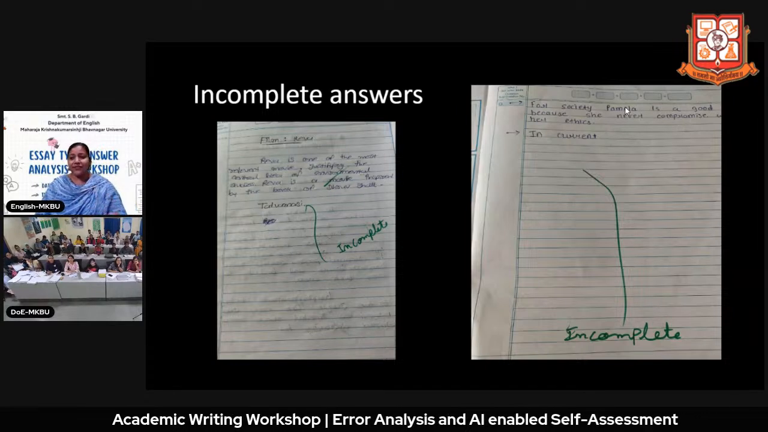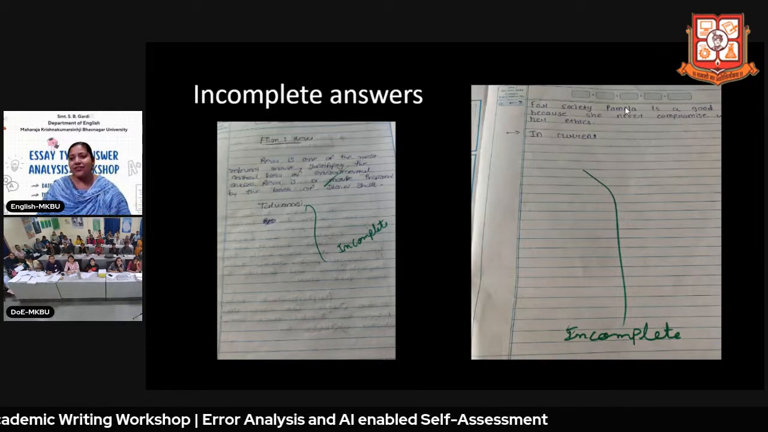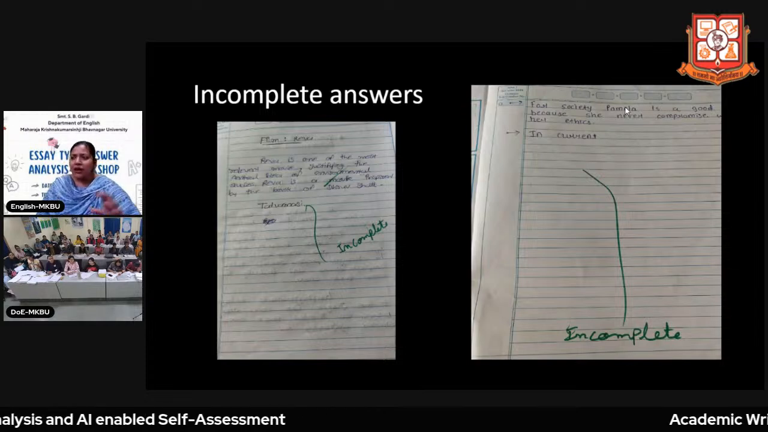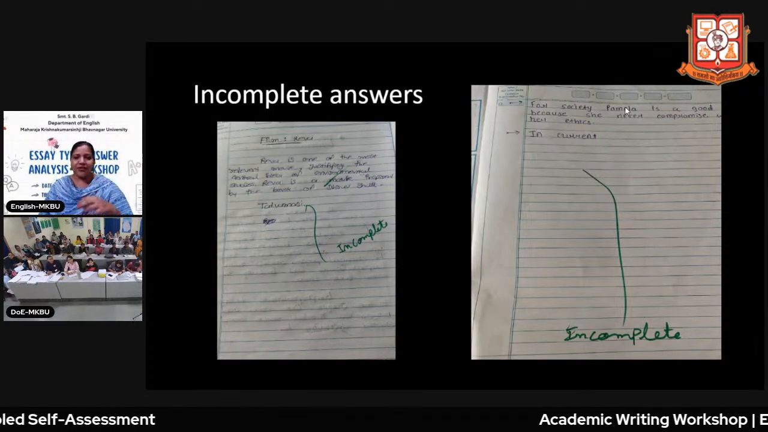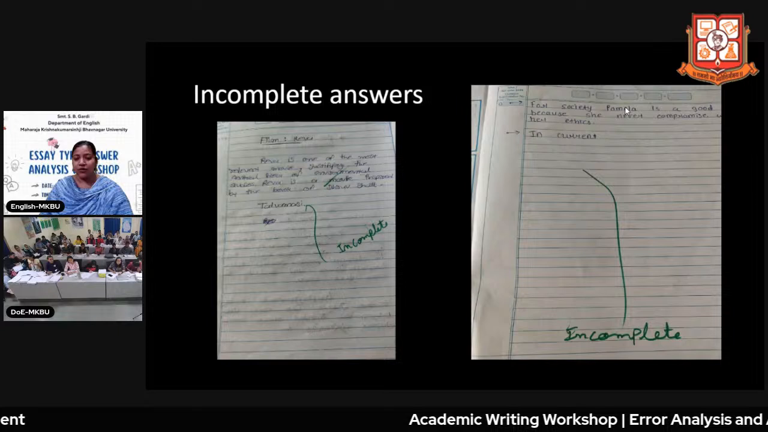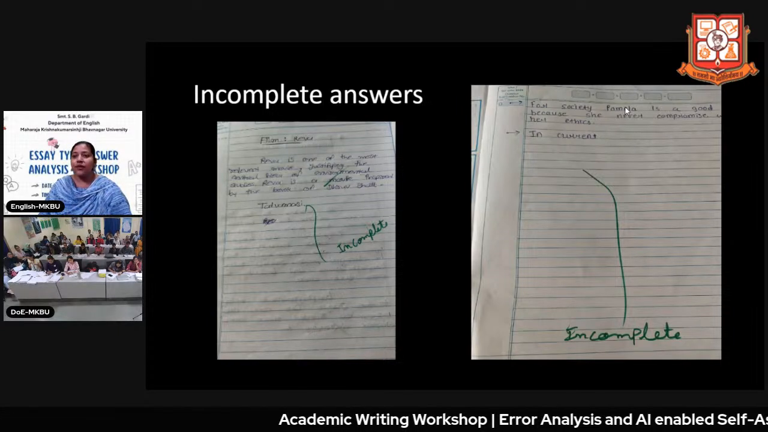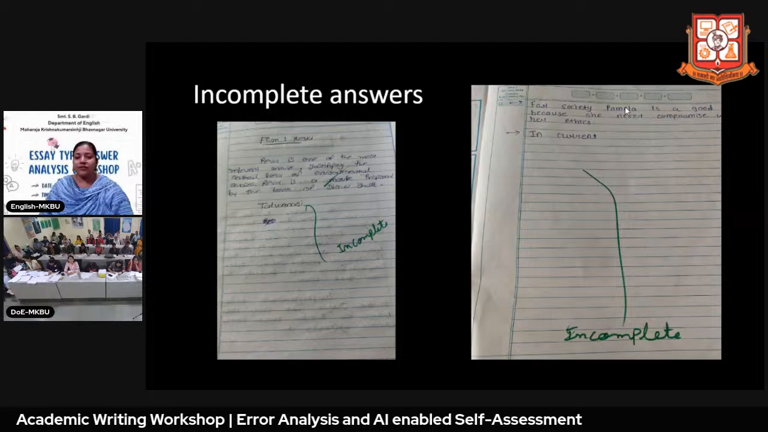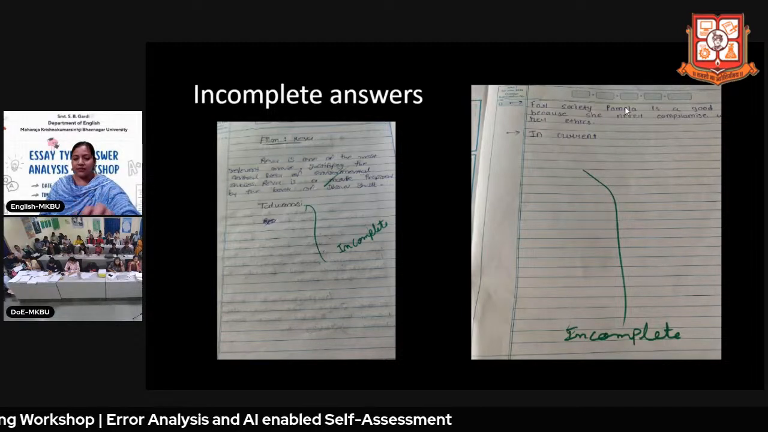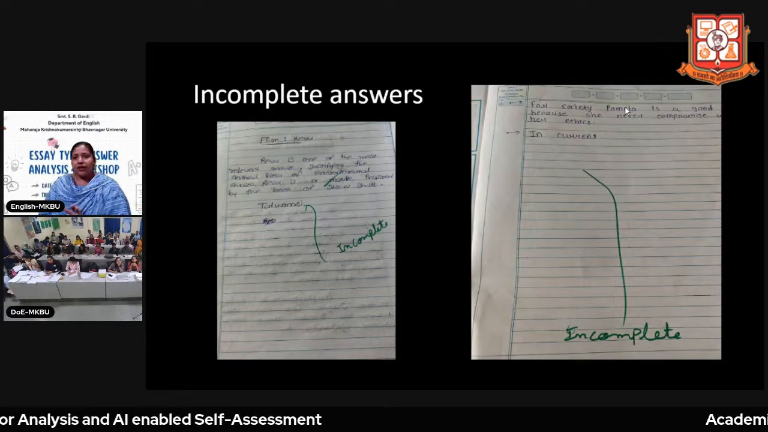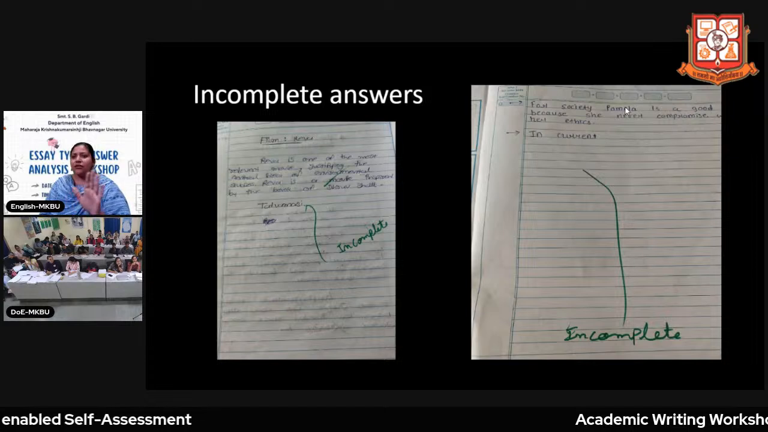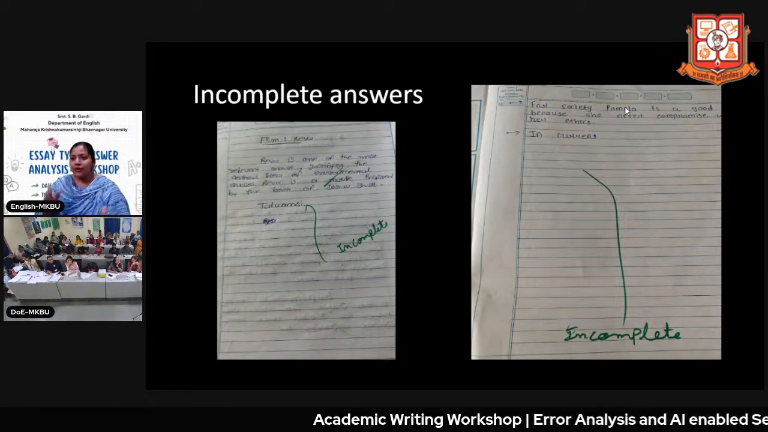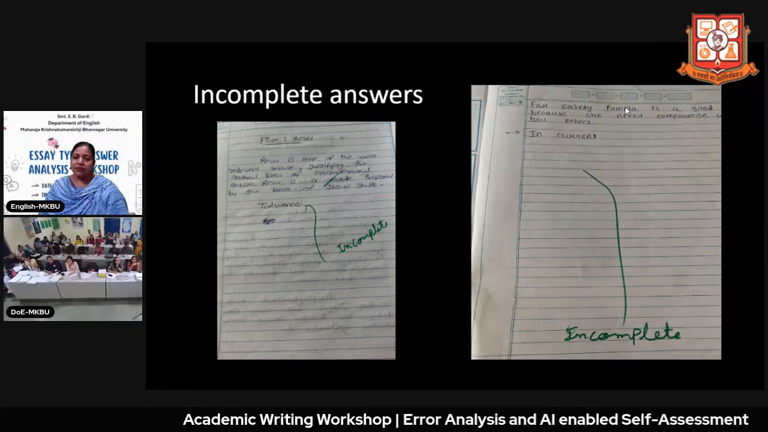Next, this time I found out in both the classes that the answers are incomplete. I'll tell you certain tips regarding it later on. But here we can find that when we look at the organization of your answers and we see that something is left in between, it kind of shows that the person might not know the content, because it's left in between.